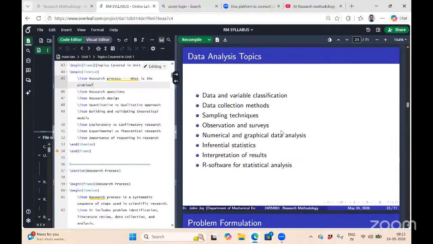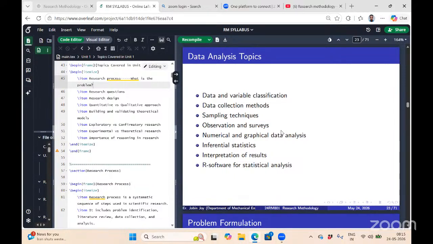Numerical and graphical data analysis. Numerical analysis means using calculations, and the graphical analysis is related with the charts, graphs, tables, etc., so that we can easily understand the data. So data we can analyze numerically as well as graphically. Numerically means analyzing the data by utilizing some calculations. Graphical means with the help of charts, tables, etc., analyzing the data.